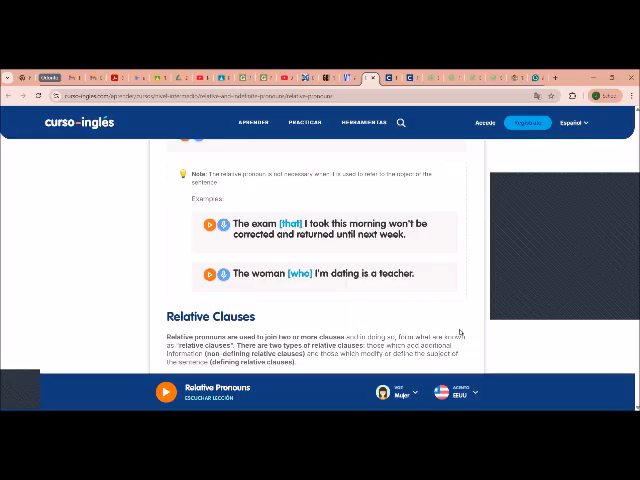These are all words that we will see when we are going into our relative clauses, and in the relative clauses, we have the defining and the non-defining. All right, let's go back.